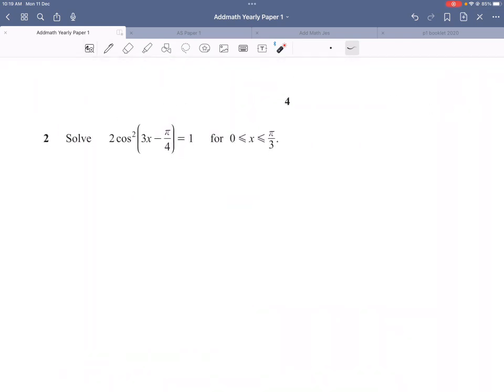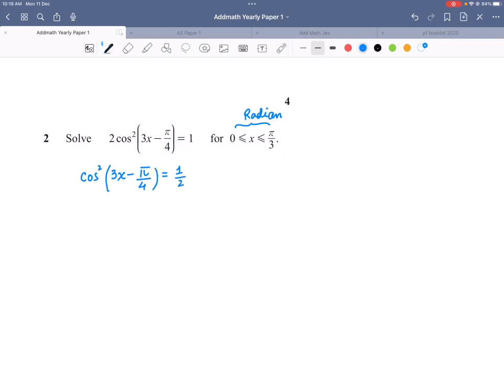Question number 2. Solve 2 cos squared of (3x minus pi over 4) equals 1 for 0 to pi over 3. First, make sure that your calculators are in radian mode for solving this question. At first, we need to shift 2 to the right side, so it will be cos squared of (3x minus pi over 4) equals 1 over 2.